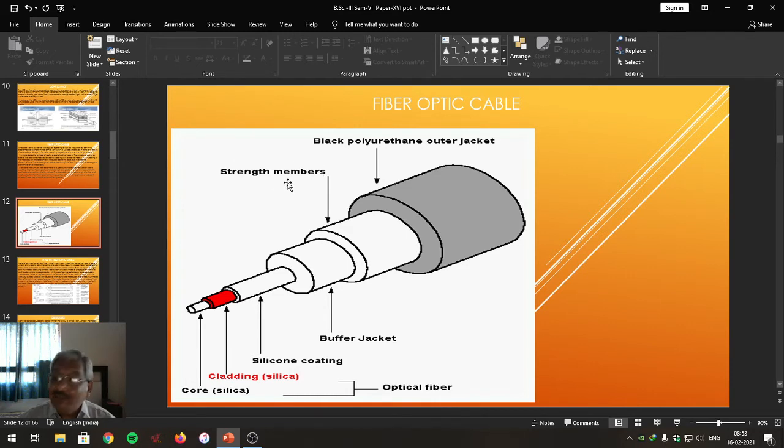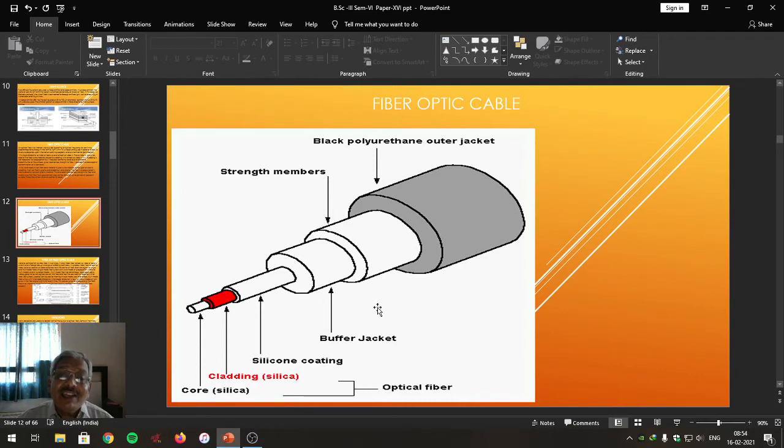Friends, you studied that optical fiber is buried in the ground. If suppose some heavily loaded vehicle travels over that, it may get damaged. So to give protection against that, all these different layers are arranged on the optical fiber. Finally, a black polyurethane outer jacket is put, which is very hard, that protects that particular fiber. Dear students, please try to remember this entirely we can call optical fiber cable.